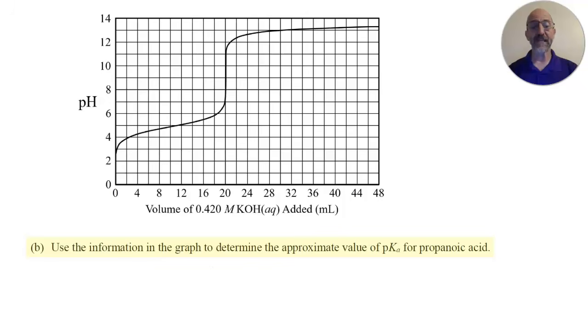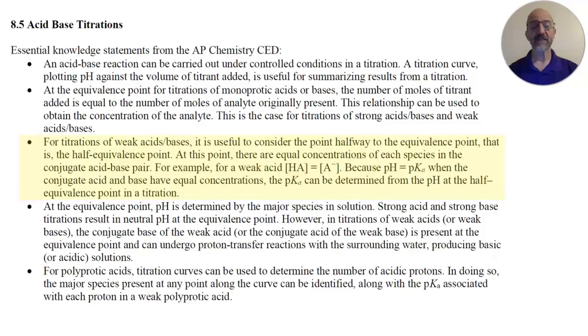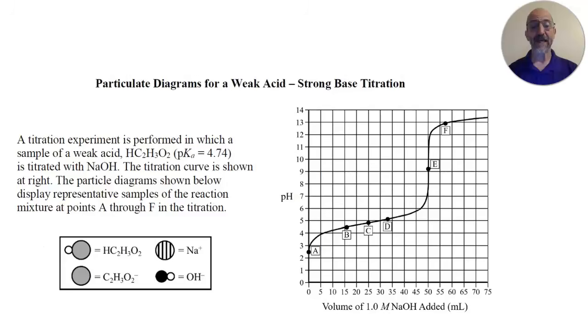In part B, it says use the information in the graph to determine the approximate value of the pKa for propanoic acid. So one of the essential knowledge statements for topic 8.5 says that for titrations of weak acids and bases, it is useful to consider the point halfway to the equivalence point. That is the half equivalence point. And so pH equals pKa at the half equivalence point because we have the same concentration of the weak acid and the conjugate base.